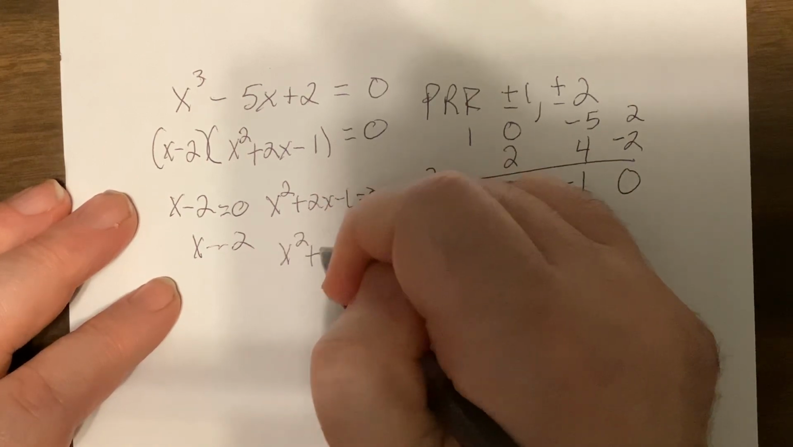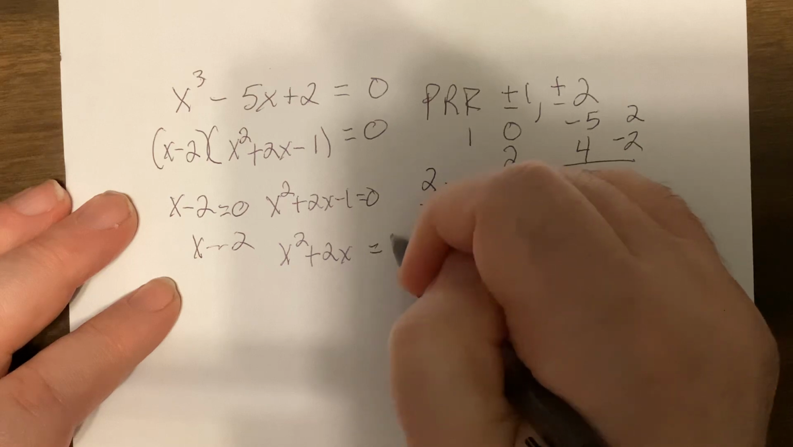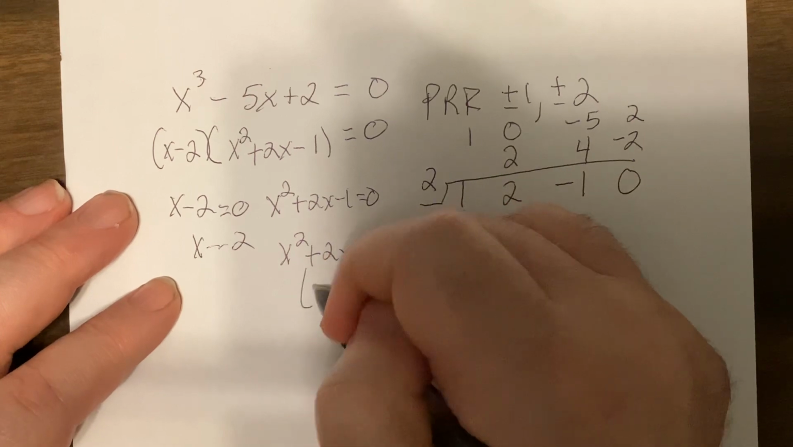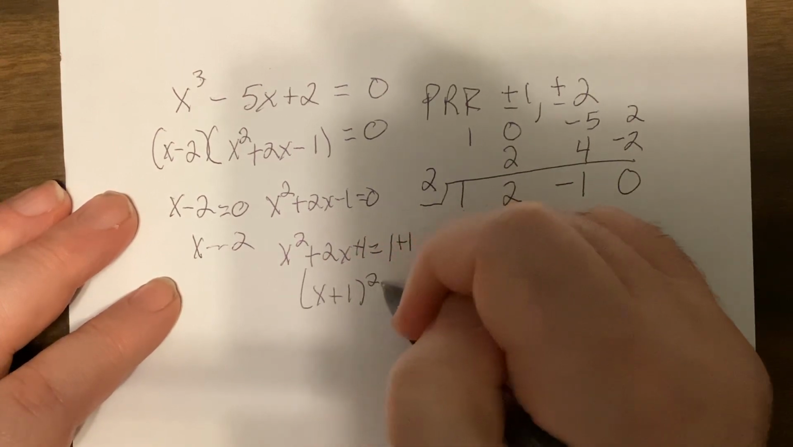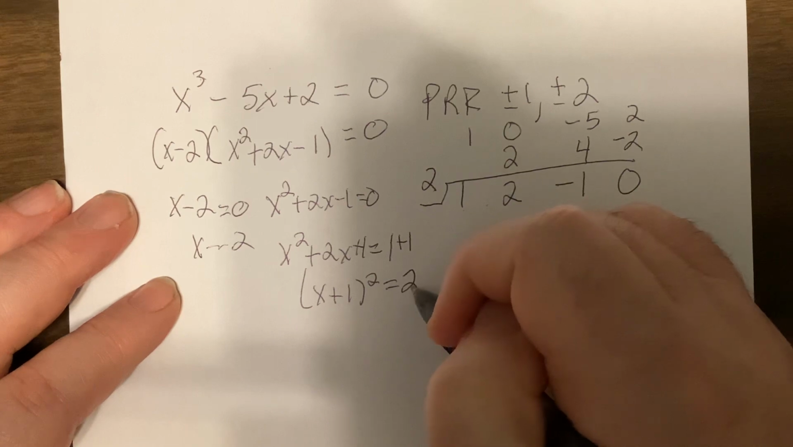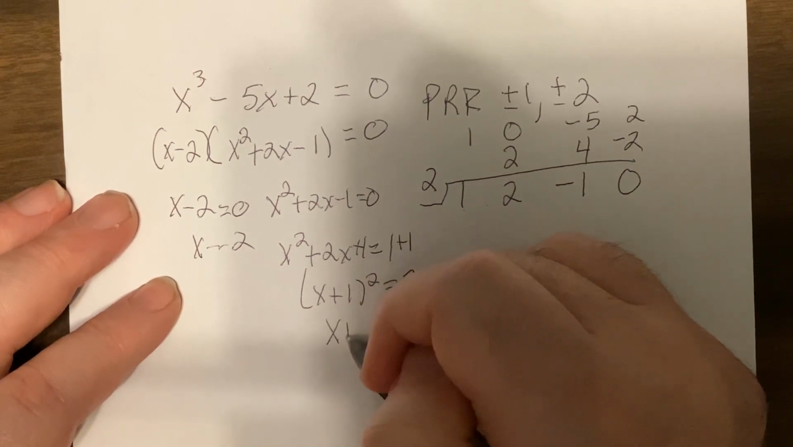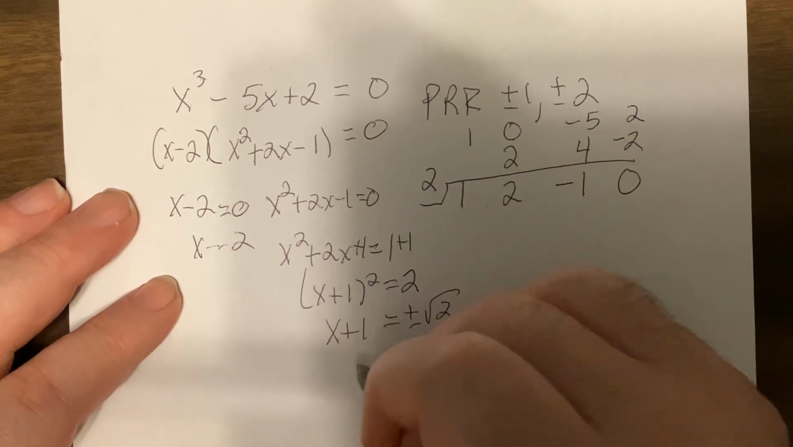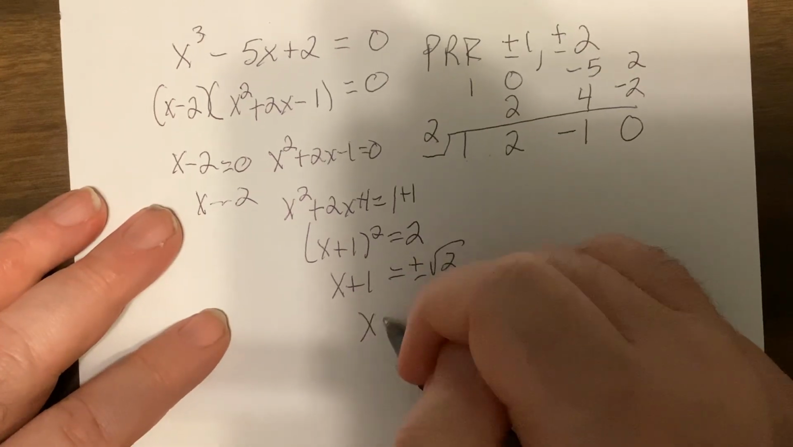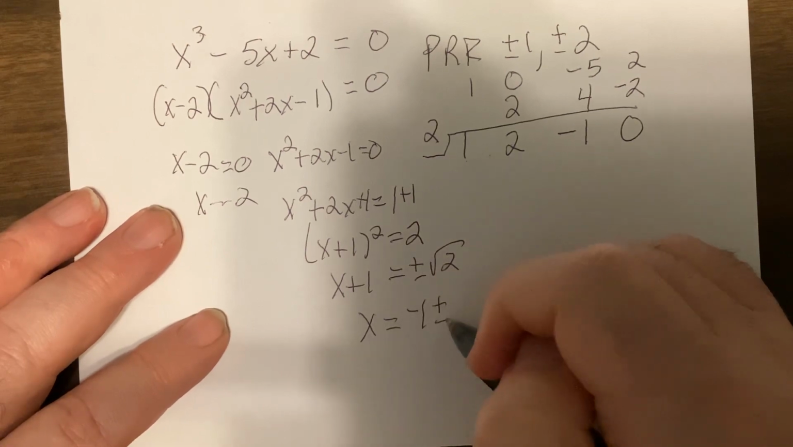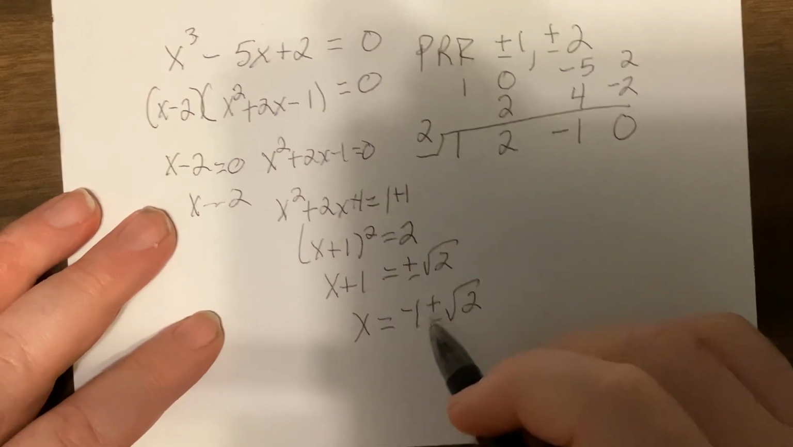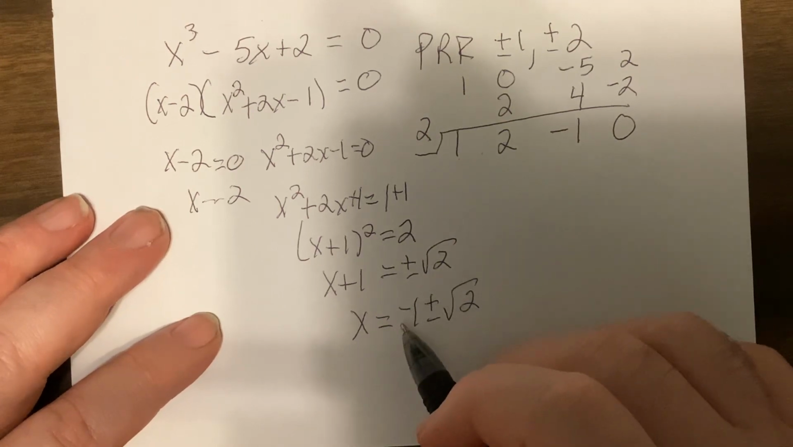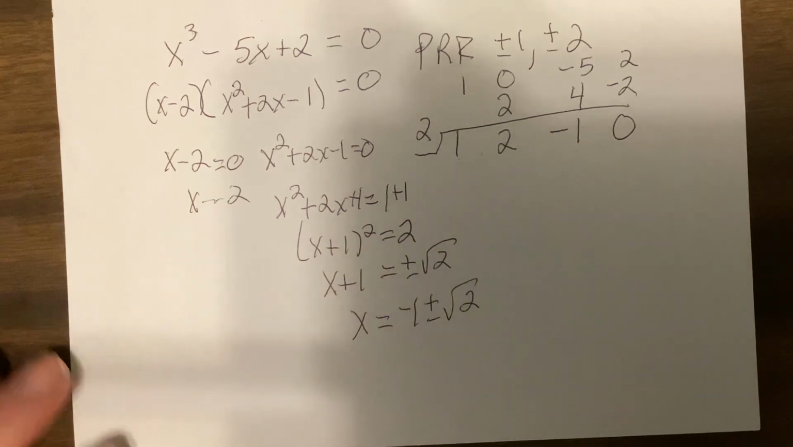So x squared plus 2x equals 1. Add 1 to both sides. So x plus 1 squared equals 2. Square root both sides. X plus 1 equals plus or minus square root of 2. Subtract 1. So I get 2 irrational numbers, or 2 real numbers, you could say, and 1 rational number.